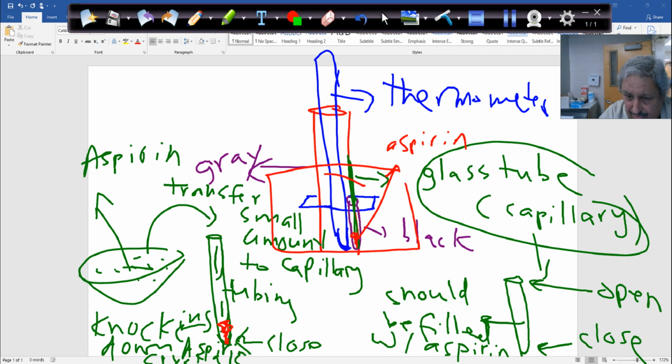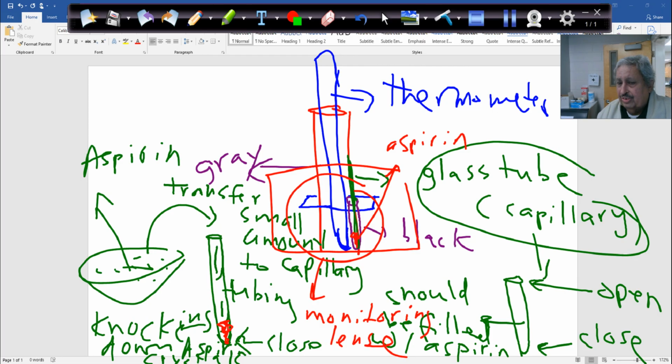There's a lens. Monitoring lens. With this monitoring lens, we can see when the solid starts melting. We take the temperature because here, as we can see, it starts melting. We see the temperature here on this thermometer. And then when all the crystals of this aspirin have transferred into liquid, we take the temperature, 2 temperatures. The beginning when the crystals start melting, and the end when all the crystals have turned into liquid.